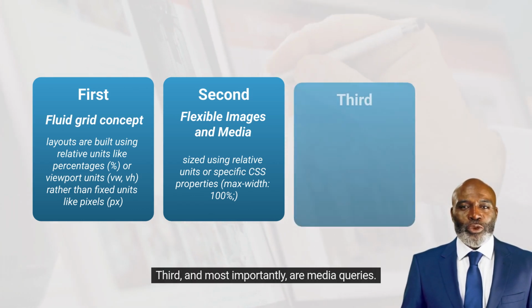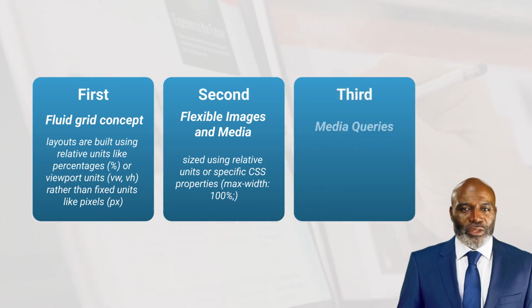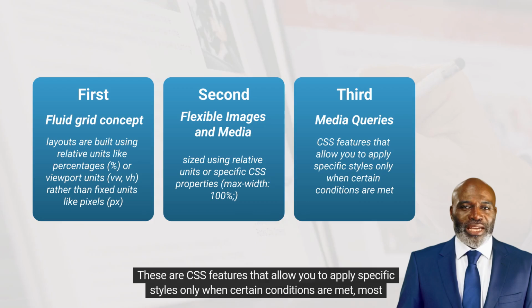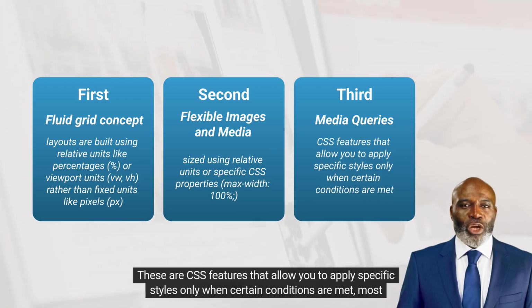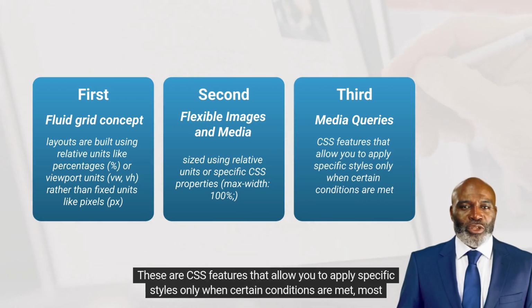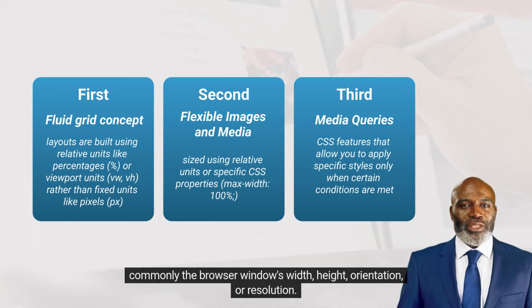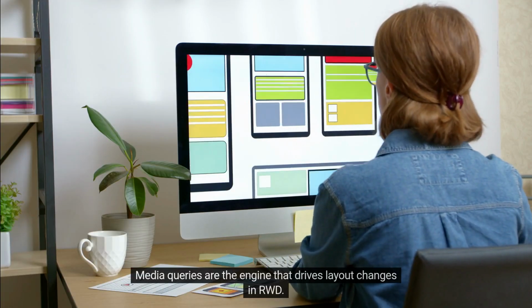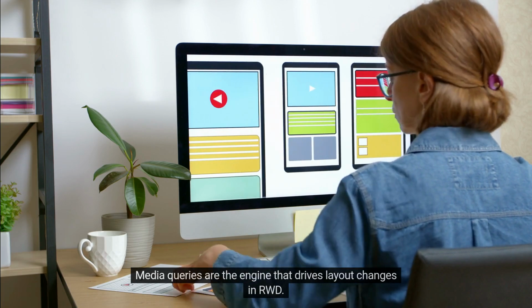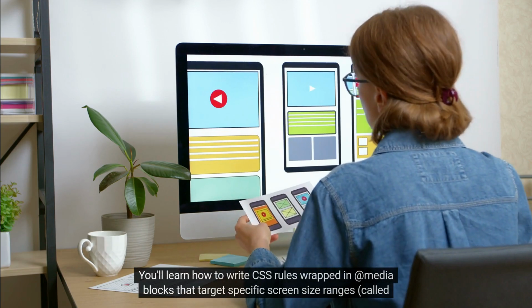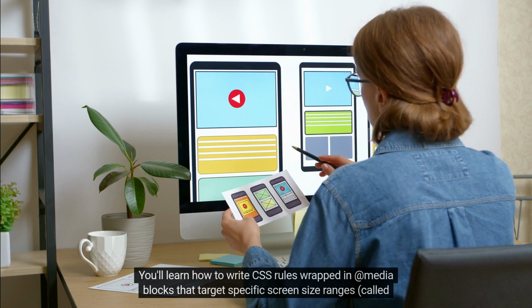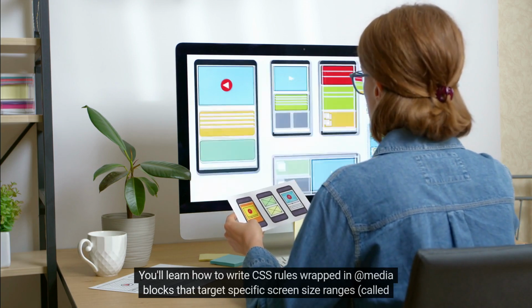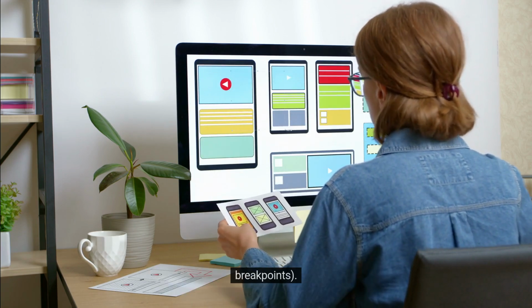Third, and most importantly, are media queries. These are CSS features that allow you to apply specific styles only when certain conditions are met, most commonly the browser window's width, height, orientation, or resolution. Media queries are the engine that drives layout changes in RWD. You'll learn how to write CSS rules wrapped in media blocks that target specific screen size ranges, called breakpoints.